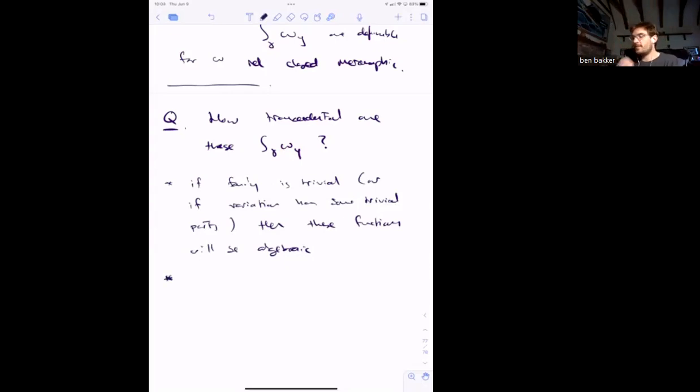What about if we do the following? Let's consider taking two elliptic curves over some curve, let's say B, and let's consider the fiber product. So this is some family of abelian surfaces.